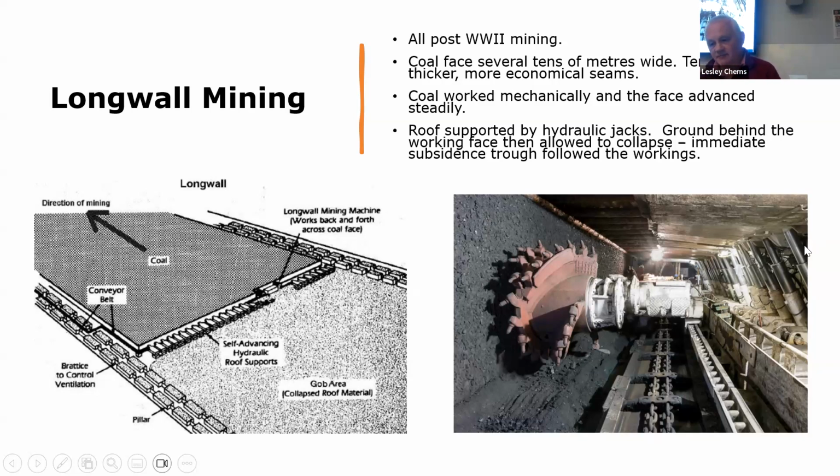These hydraulic rams here would support the roof in the immediate area of working, but they were tied into this. So as this moved forwards, these rams would follow it, and all the roof above it would just collapse. They didn't care. That was total collapse. What that ended up with on the surface was a subsidence trough, which followed the workings. And the Coal Authority, well, British Coal, the NCB, whatever it was then, they knew about this, and so they could predict exactly where subsidence was going to happen in the 60s and 70s.